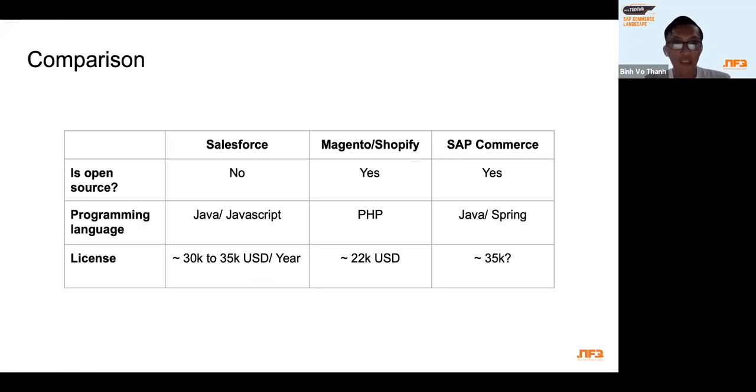The last thing I want to share with you is the license. With Salesforce, they don't actually sell the platform by license. But as I searched on the internet, one company has to pay Salesforce around $30,000 to $35,000 per year. I could not find any information regarding Shopify, but with Magento, you have to spend at least $22,000. As I know, this is a one-time payment, and with Salesforce, it is a 1 year payment, so you have to rebuy after 1 year.